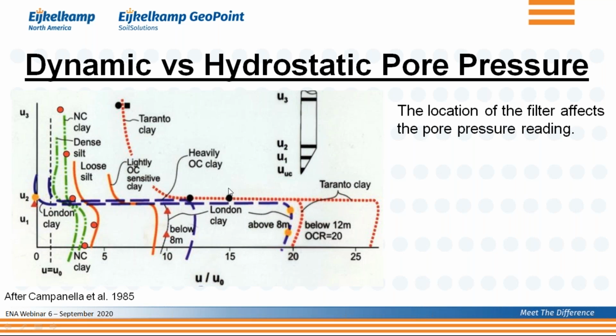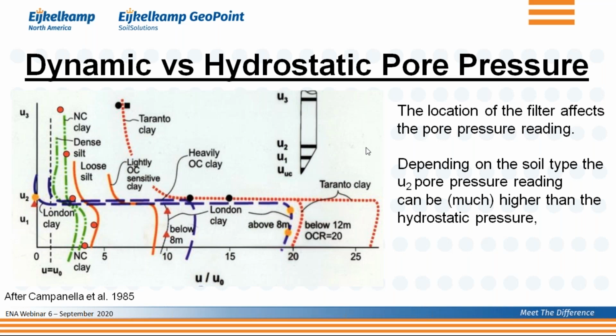Over here in this Taranto clay, the U2 pressure is about 15 times the hydrostatic pressure. So what is fair to say is that depending on the soil type, that U2 pore pressure, the dynamic pore pressure reading, can be much higher than the hydrostatic pressure. But if you go to different soils, it can also be less, and over here it's going to be less than the hydrostatic pressure, and it can even be slightly negative. So you have a huge range of the measured pore pressure, the dynamic pore pressure, as a function of the hydrostatic pressure. And that is very important to keep in mind.